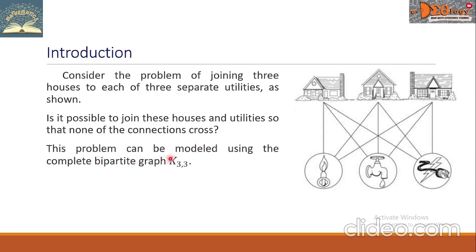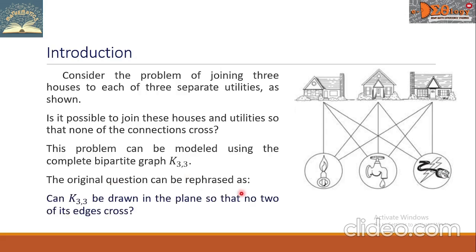This problem can be modeled using the complete bipartite graph K sub 3,3. The original question can be rephrased as, can K sub 3,3 be drawn in the plane so that no two of its edges cross? We're going to answer this question in the last part of this video.